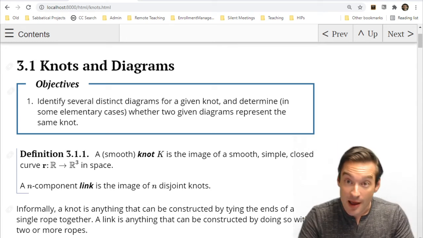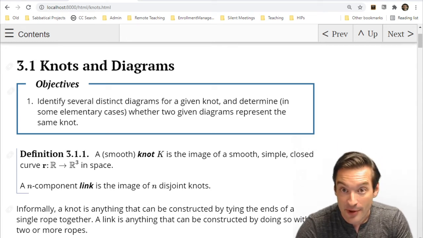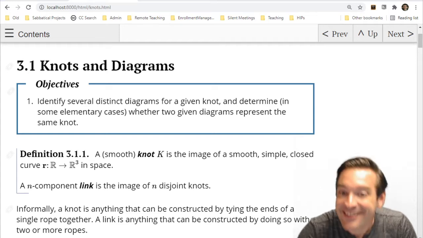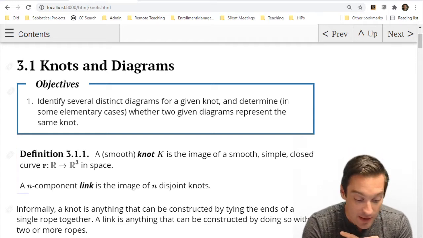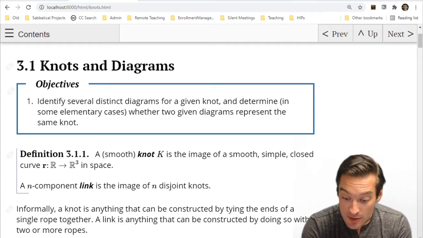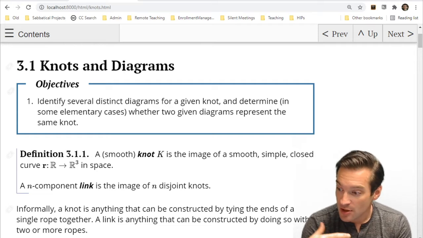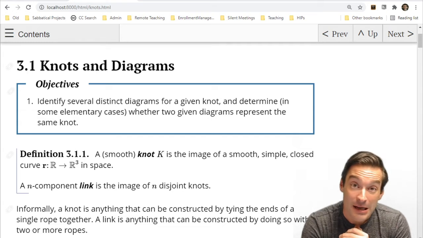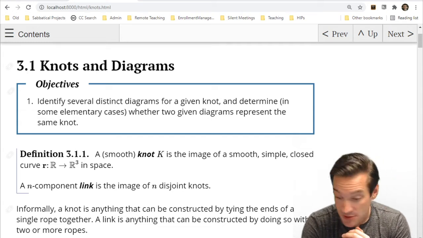So we're in a course about knot theory, and that means that we eventually need to say what a knot is. And today's the day. So a knot in mathematics, in knot theory, is formally speaking the image of a smooth, simple, closed curve inside of space. And that is a big mouthful of language.